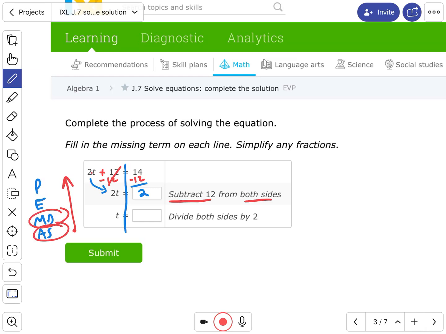And then now we can actually get rid of this coefficient in front by dividing, because it's multiplying. So we're going to do the inverse of multiplication, which is division. So that's going to be gone. And now we're left with t only, and equals 2 divided by 2. Well, that's 1. And that would be the answer. But, of course, these are the two things that you would plug into these boxes only in IXL.